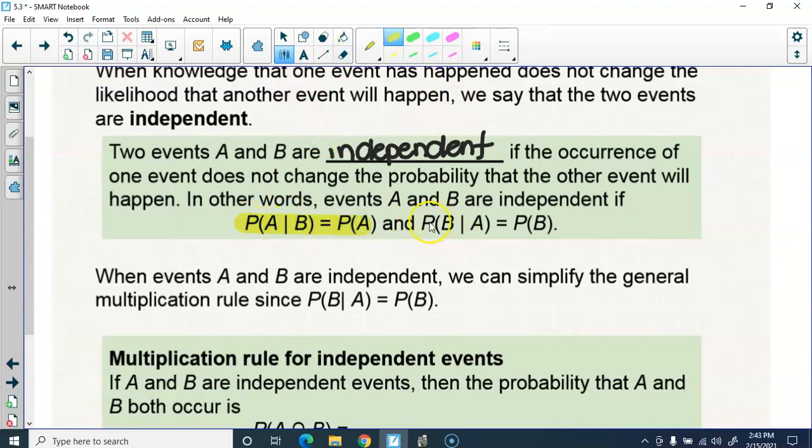Here are two probabilities to check independence. If the probability of A given B is the same thing as the probability of A, or the probability of B given A is the same thing as the probability of B, then we know that A and B are independent. In general, we can just stick with one of those two things.